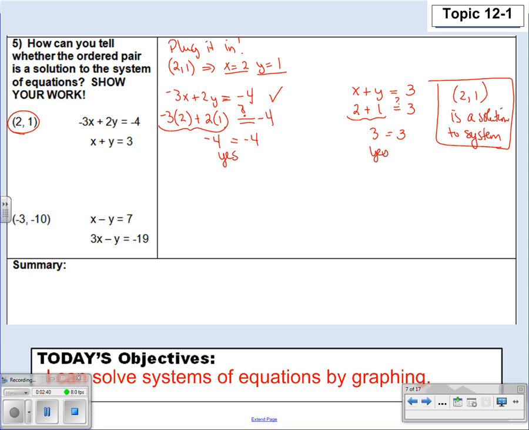So now we're going to check the second one. Our second problem, we have our point is negative 3, negative 10. Again, this tells us x is equal to negative 3, y is equal to negative 10. So we're going to plug it into our first equation of x minus y equals 7. If x is negative 3 minus y is negative 10 equals 7, the question is, are they equal?